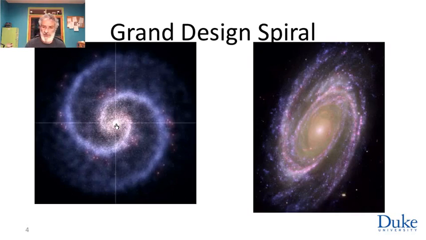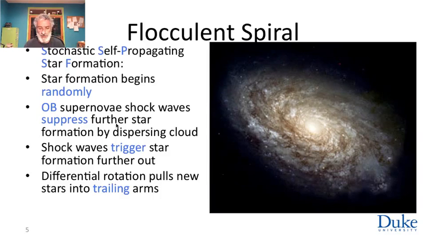It's a little more difficult when you come to describe what is called a flocculent spiral, like NGC 4414 over here, where the spiral structure is less coherent. And the model that may play a part in describing the spiral structure, which nonetheless is present here, may be a model called SSPSF, for stochastic self-propagating star formation, proposed by Mueller and Arnett in 1976.